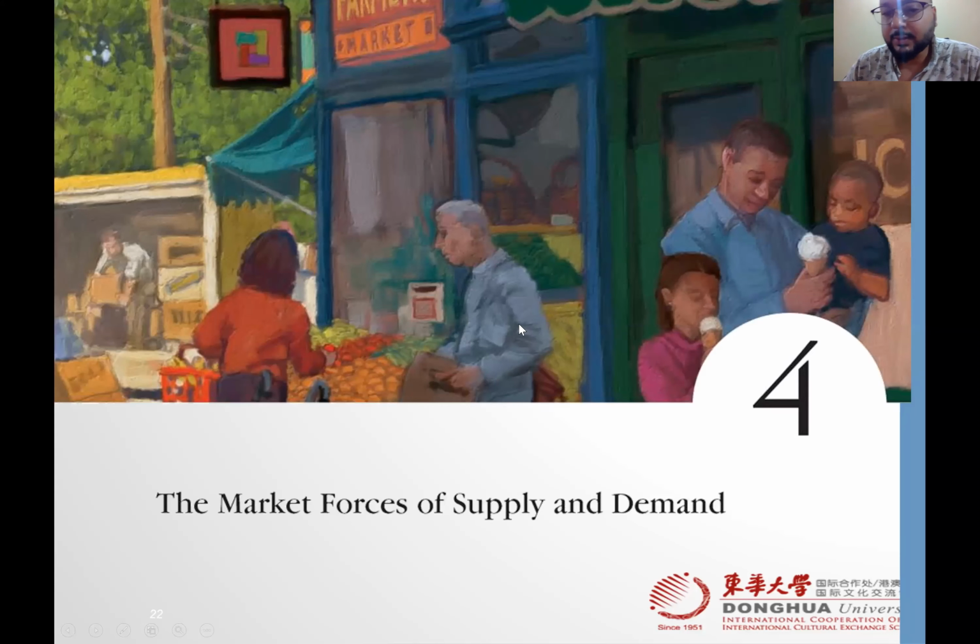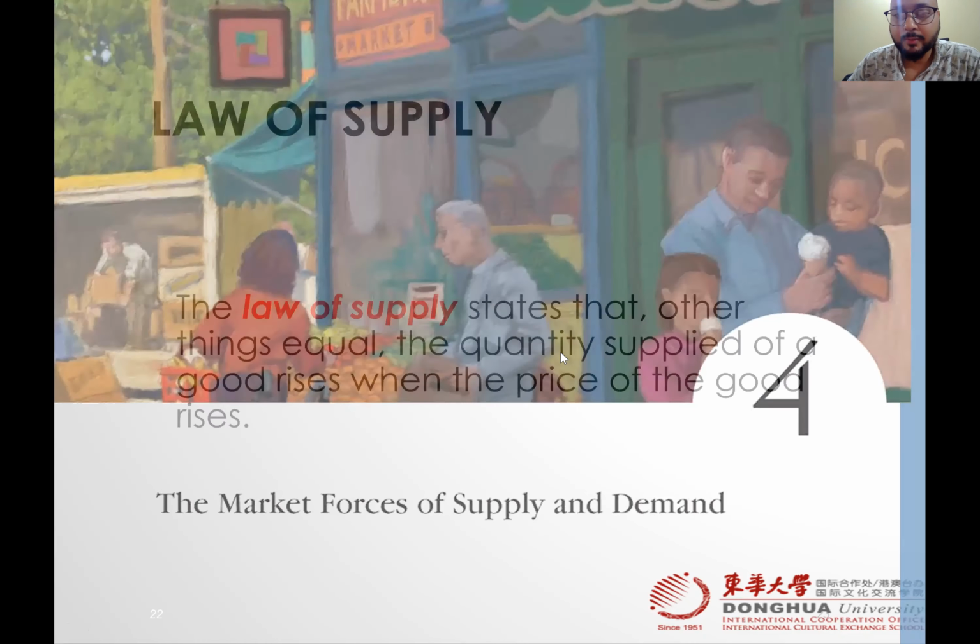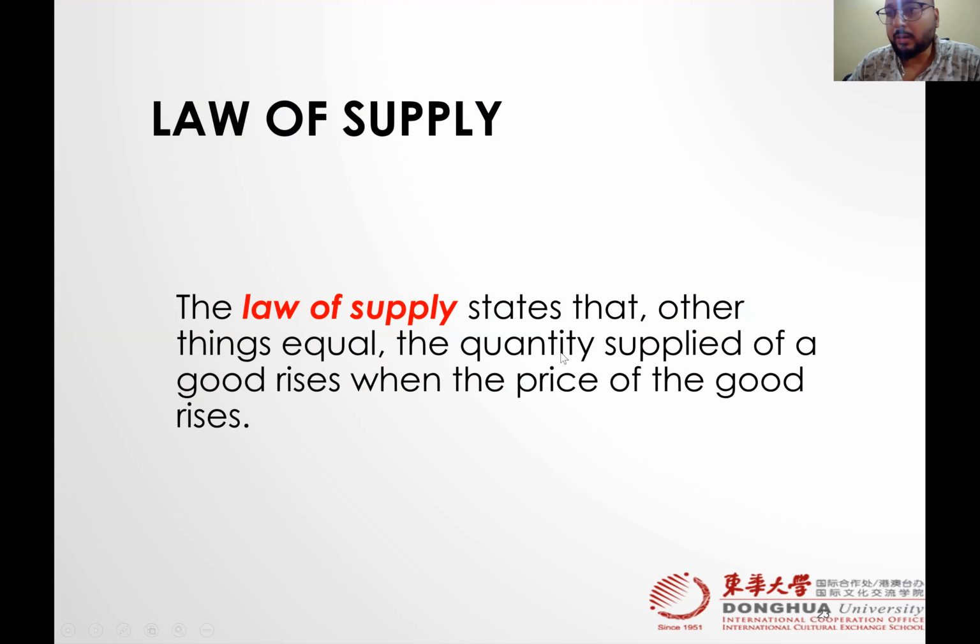Okay, now let's talk about the market power of supply. So let's talk about supply first. Supply, or the law of supply, means, now think of yourself as a supplier. So who creates supply? We talked about that. Producers, suppliers, right? They create supply. It means they are sellers. So what is the law of supply?